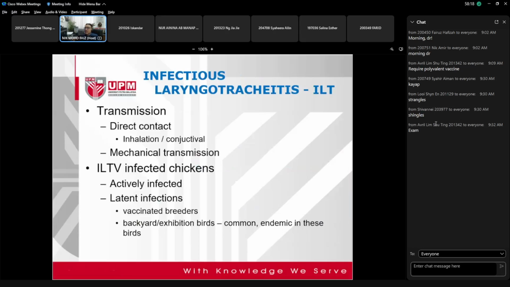Okay. Intermission kejap tadi. The transmission of infectious laryngotracheitis virus is direct contact through inhalation and conjunctiva, as well as mechanical transmission, fomites, dirty equipment, and whatnot. ILTV-infected chickens can be classified into actively infected or latently infected. Latently infected usually are those that are vaccinated. Backyard exhibiting birds, common endemic in this kind of birds, are latently infected. Actively infected is the one showing clinical signs.